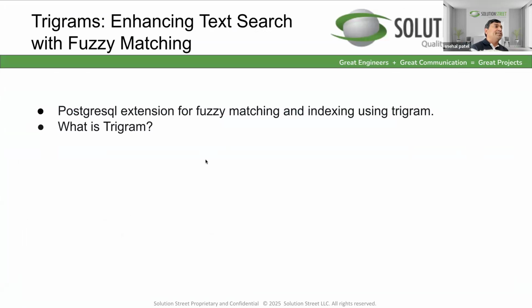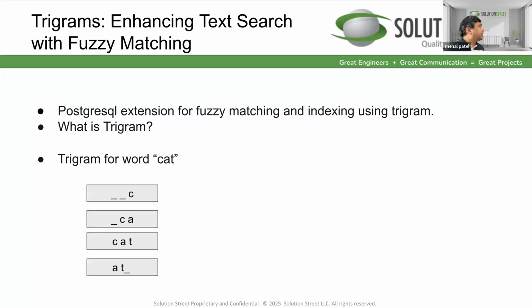So this is offered as an extension, and once it is enabled, it allows detecting misspelled words. This is the Trigram extension. So what exactly is a trigram? A trigram is a group of 3 consecutive characters taken from the text. So what does it look like? Let's take an example of the trigram for the word cat. Postgres puts 2 spaces as a prefix and 1 space as a suffix before it does the calculation for trigram. So this is how the trigram looks for cat.